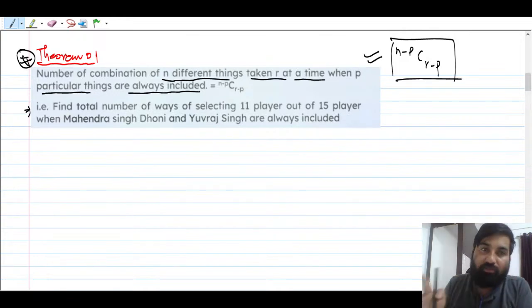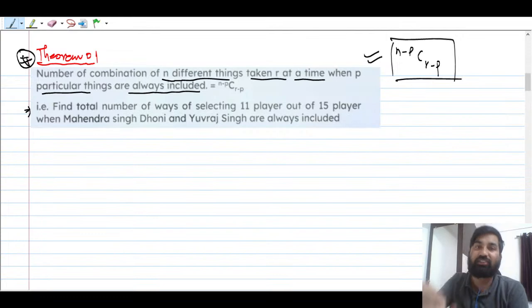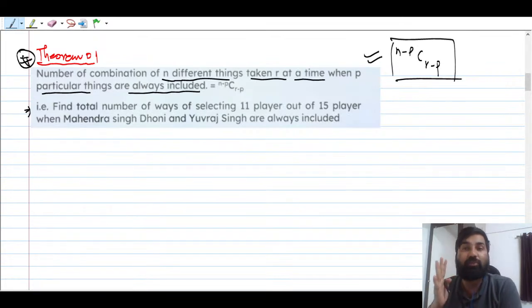See guys, we are not arranging things. We are just selecting. Please remember that p number of objects are always included in this process. So nowadays the World Cup is going on, so let us take the example of cricket. Though these players are not available in the cricket team, unfortunately, they are retired cricketers. MSD nobody can forget, Yuvraj Singh also nobody can forget.